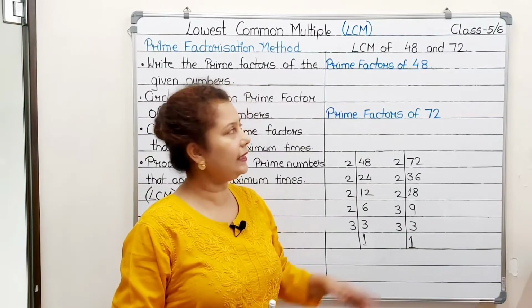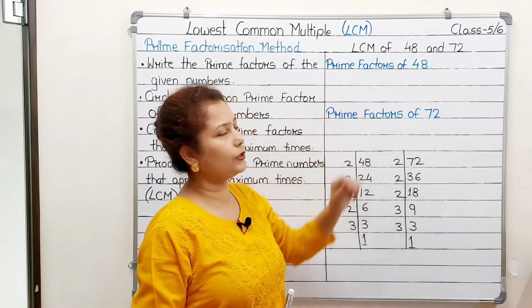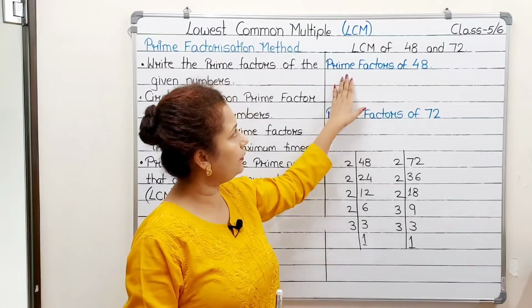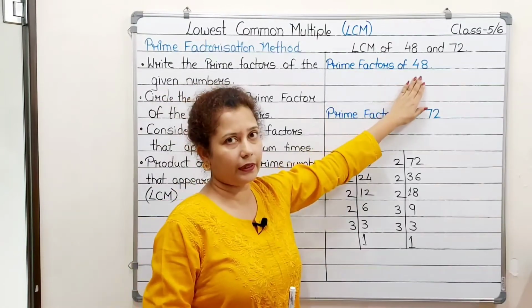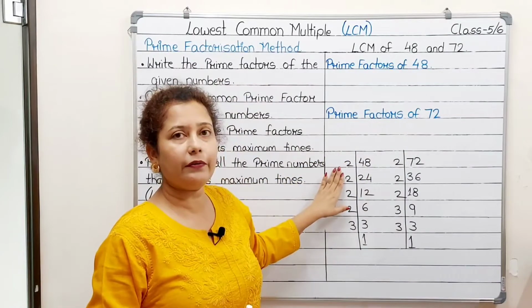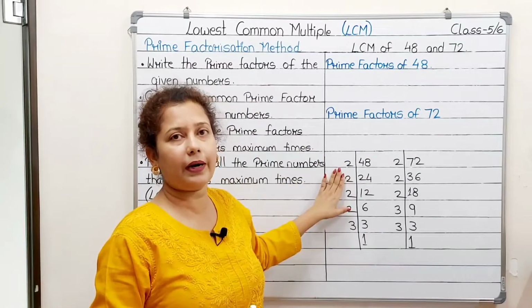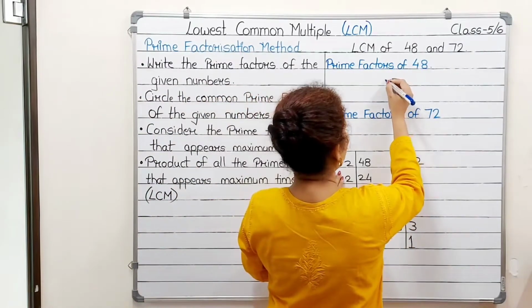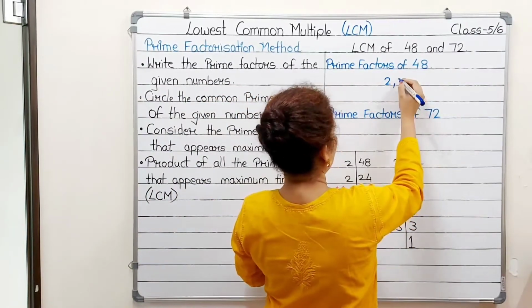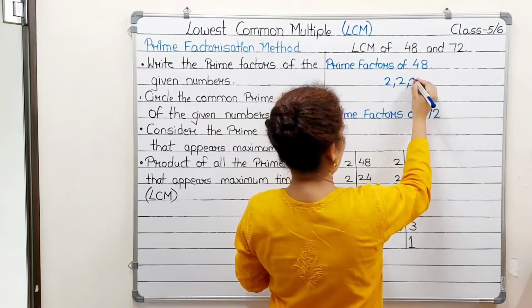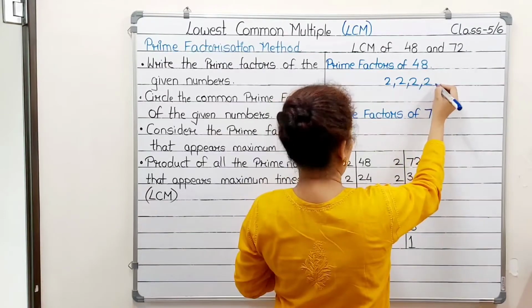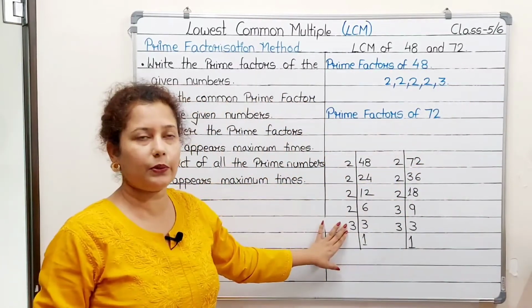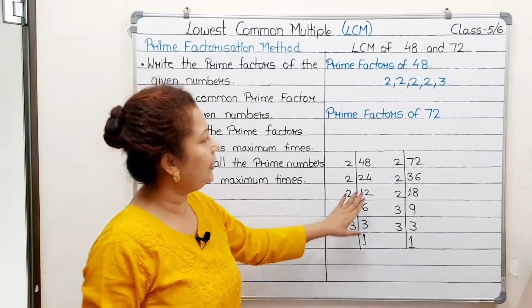We will find the LCM of 48 and 72 by the prime factorization method. For that, first we will find the prime factors of 48. So we will divide 48 by only prime numbers. We get the factors of 48 as 2, 2, 2, 2 and 3. That means 4 times 2 and 1 time 3.